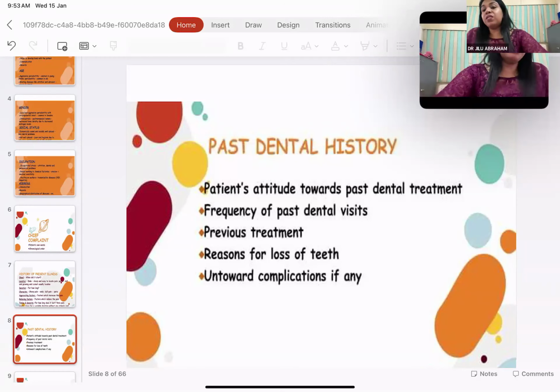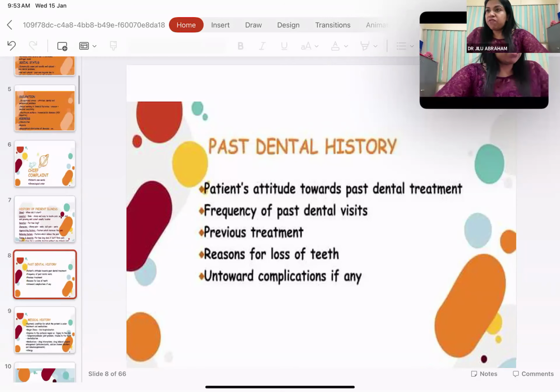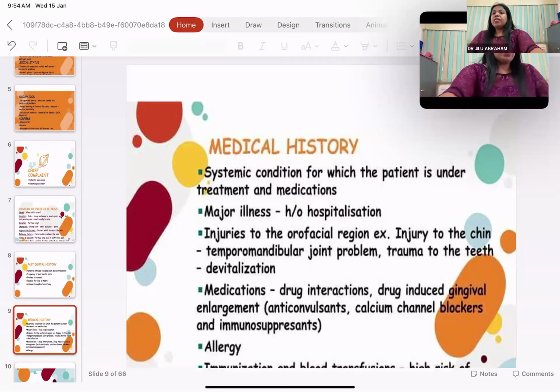So the reason for the extraction of the tooth should also be considered during that time. Coming to the medical history, we have to know the medical history of the patients, because for many treatments we have to take some precautions, and we have to give some pre-medications also. So we have to know the medical status of the patient.